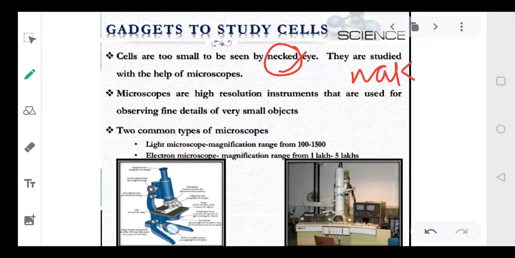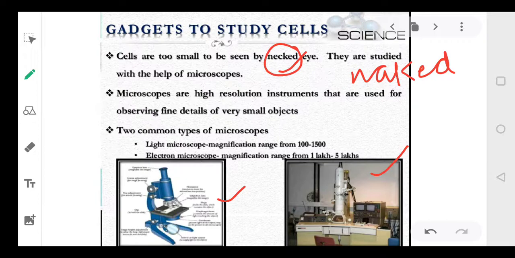This is naked eyes. Cells इतने छोटे होते हैं कि हमें अपने eyes से नज़र नहीं आते हैं. So we require microscopes. There is a device which is called microscope. This is a compound microscope, and this is a diagram of electron microscope.